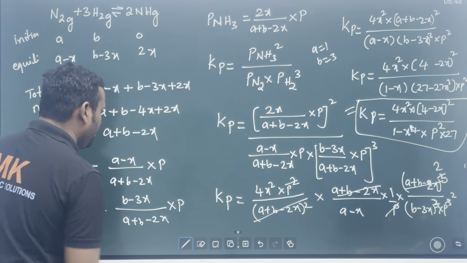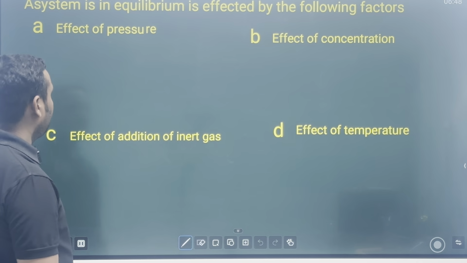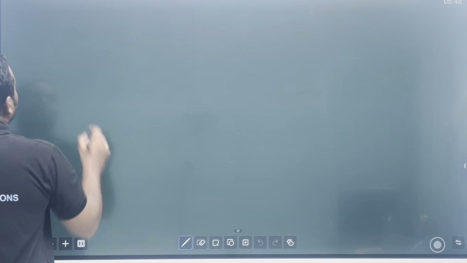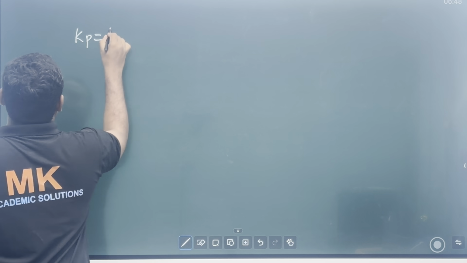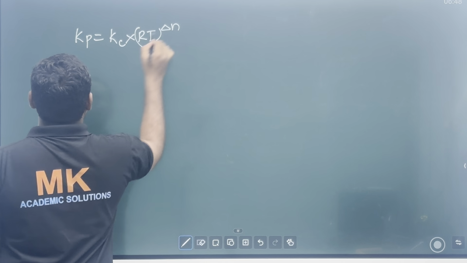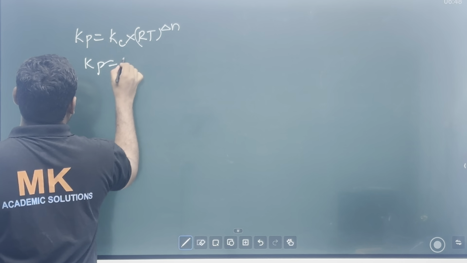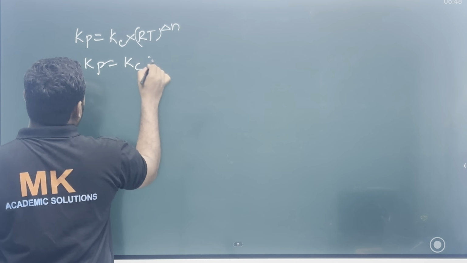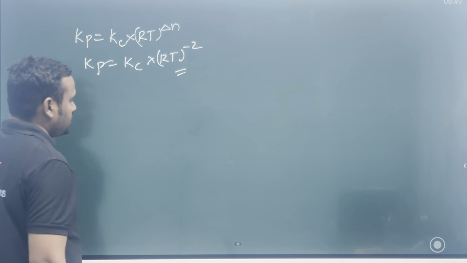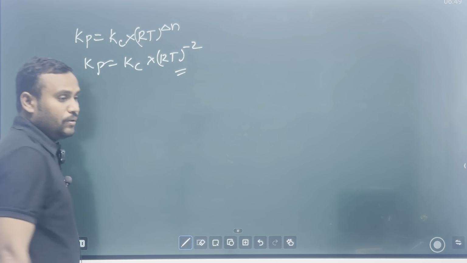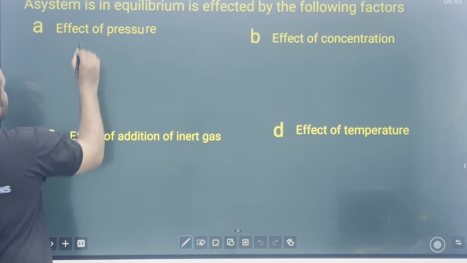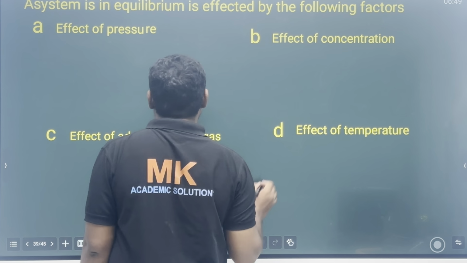Now let us see the Kp and Kc relation. Here Kp is equal to Kc into RT to the power delta n. So here Kp is equal to Kc into RT to the power minus 2. This is the Kp and Kc relation. How to derive the units, that also I told you. Okay, no problem.